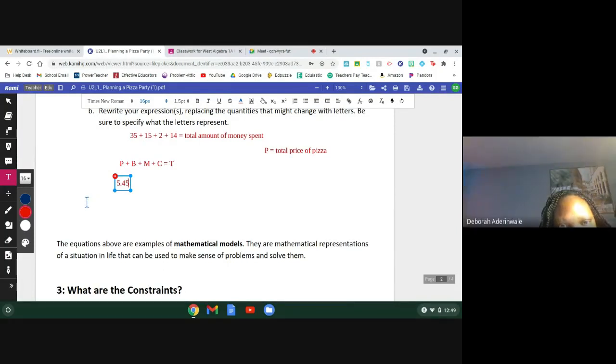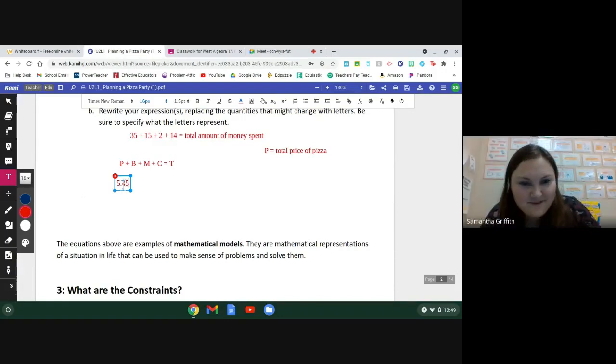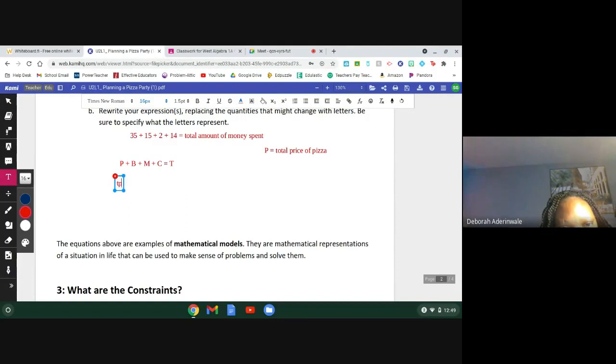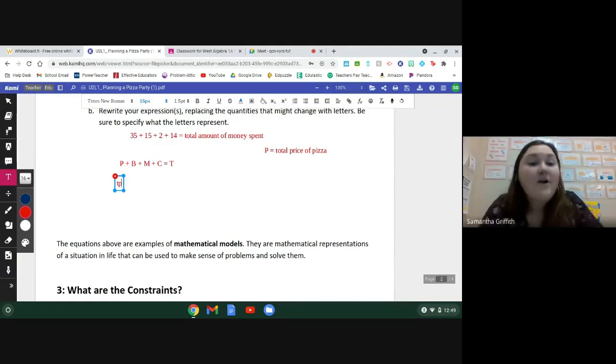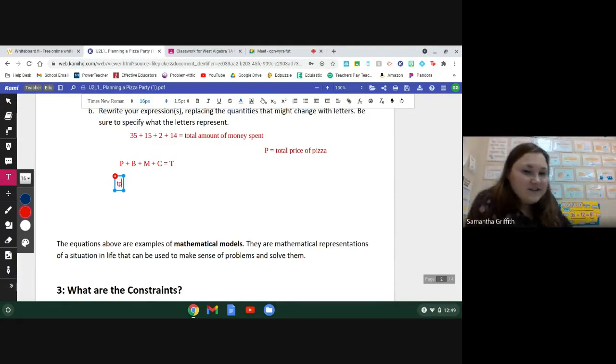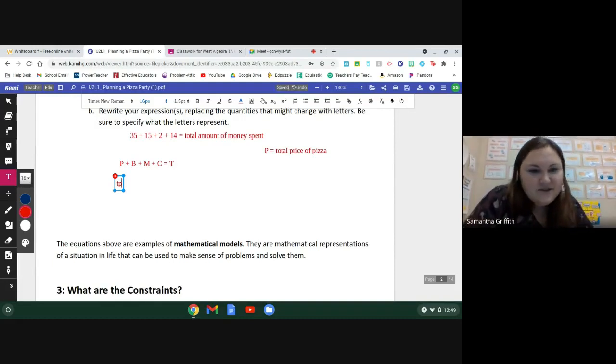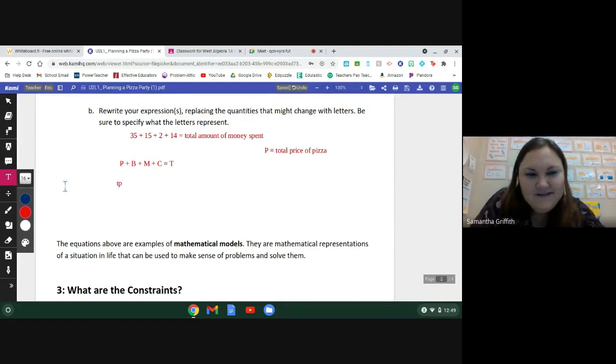Can we use TP? Oh, yeah. What would that be? TP would be total price of pizza. Okay. So if we're using two letters, that means two variables. It means there's two things there we don't know. So if we write TP, that means T needs to represent something and P needs to represent something.